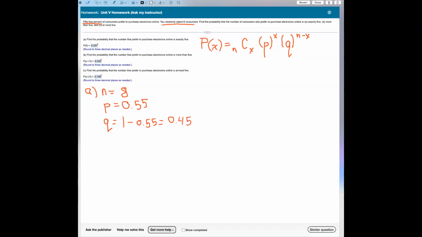And in part A, this says find the probability that the number that prefer to purchase electronics is exactly 5. So the probability of exactly 5. So 5 is going to be your X value. So in part A, X is 5.